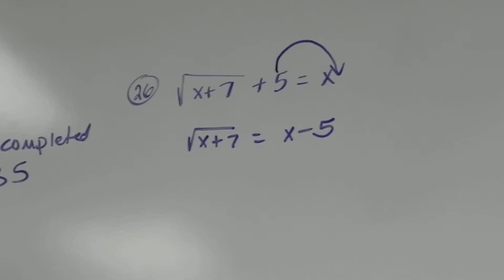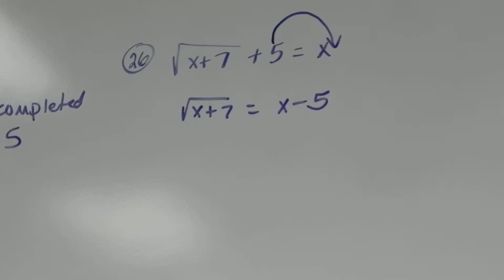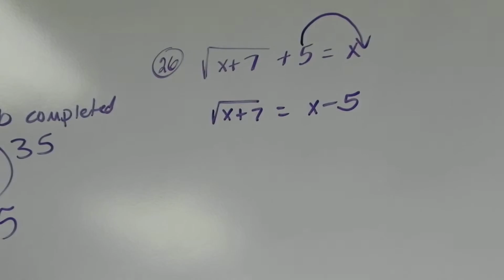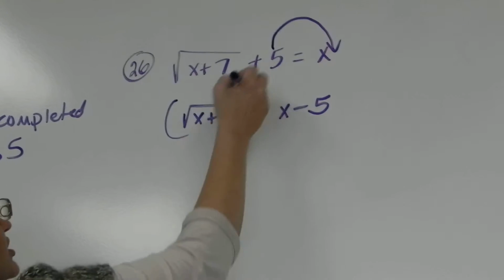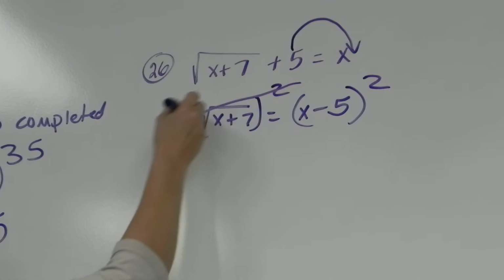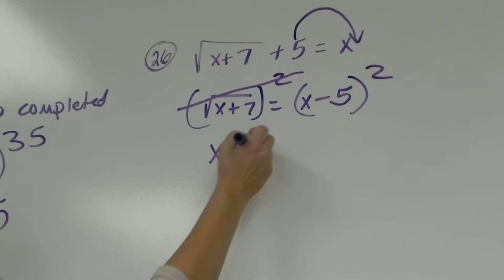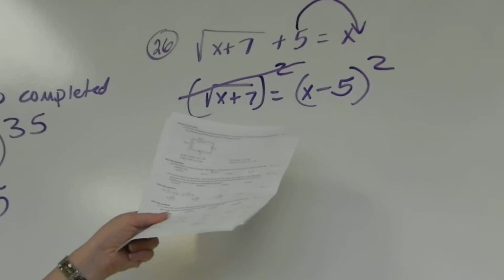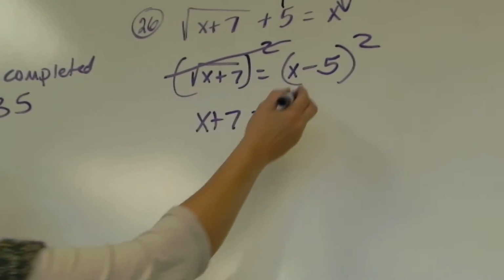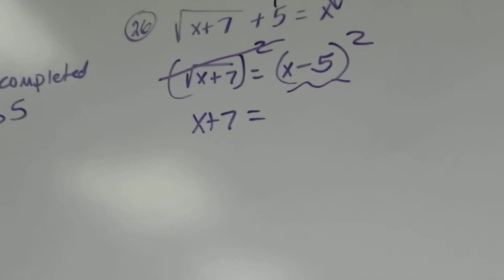Before you can square both sides, you have to get the radical alone. So the 5 thrown across, x minus 5. Then you can square each side. The square and the square root cancel out. Don't forget to square the other side. This foils. Remember, squaring does not distribute.